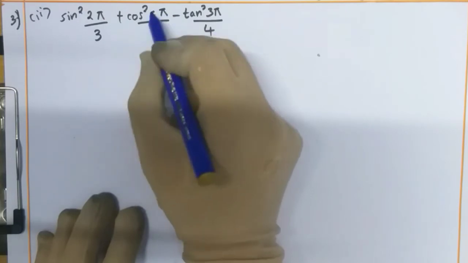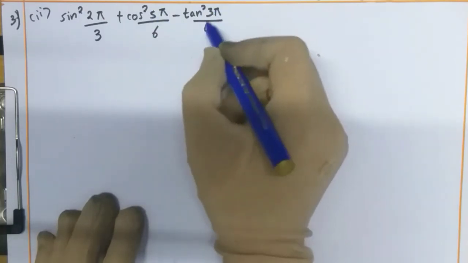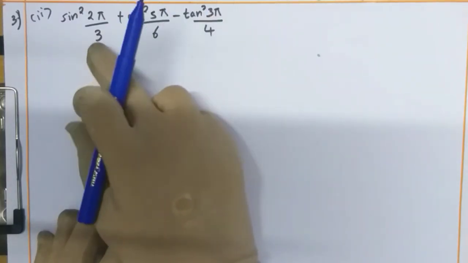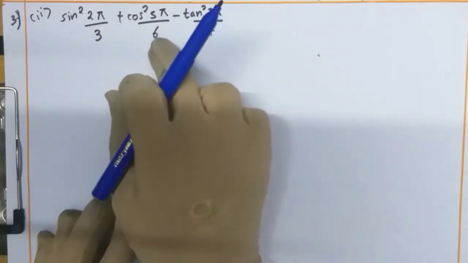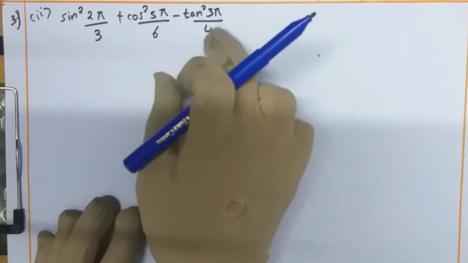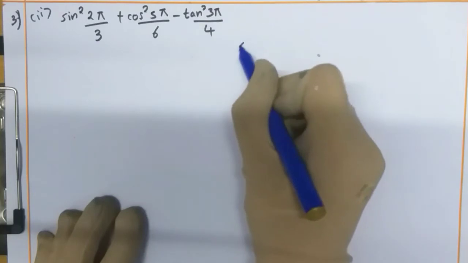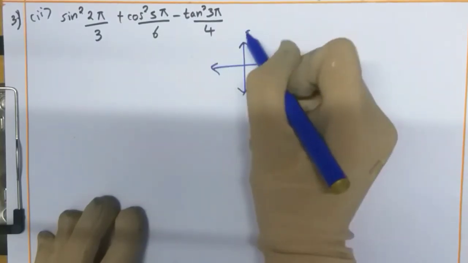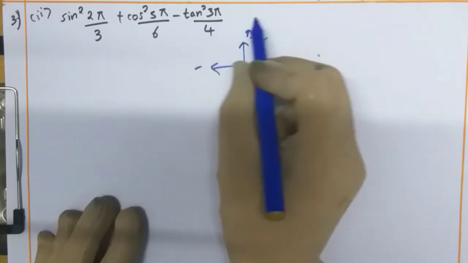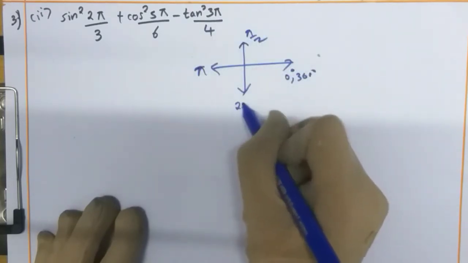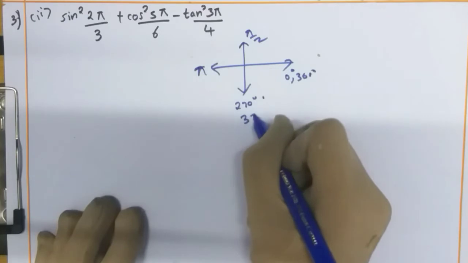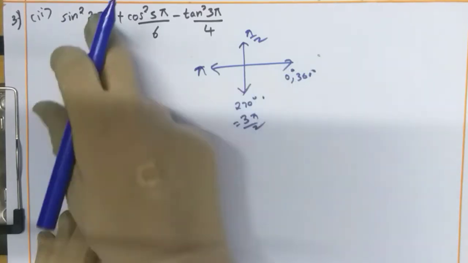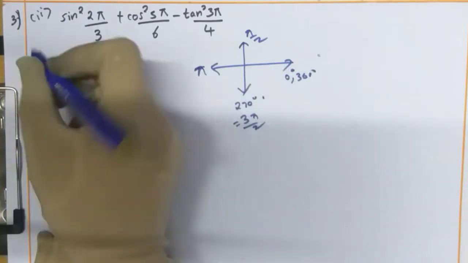And 5 pi by 6 is also not a quadrant angle, 3 pi by 4 is also not a quadrant angle. So we need to open 2 pi by 3, we need to open 5 pi by 6, and we need to open 3 pi by 4. What are quadrant angles? 0, 360, 90, 180 and 270 are known as quadrant angles. 3 pi by 2 is 270, but 2 pi by 3 is not 270, right? So I need to open this.